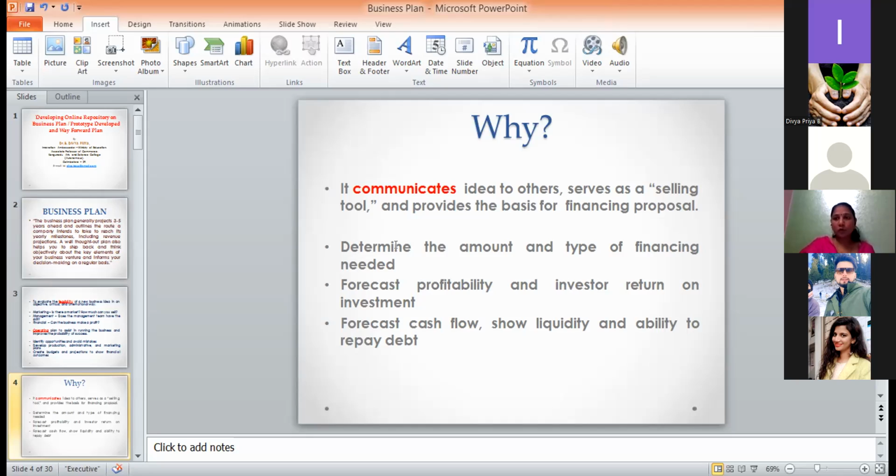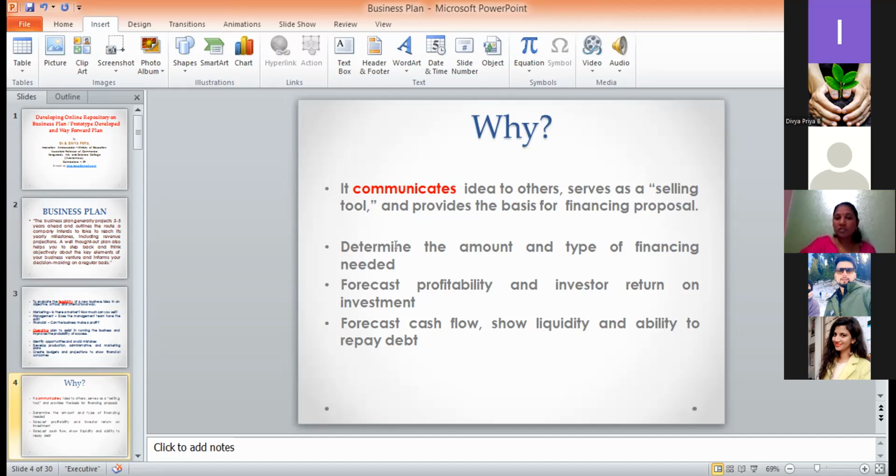That is what you're going to do in the near future, 3 to 5 years, and it helps as a selling tool and provides the basis for a financial proposal. And it determines the amount and types of financing needed. So a business plan is definitely needed, because you have to know how much funds are required to run a business, how much profit you can make out of the business, and how much funds you require to run the business. So it is very important.